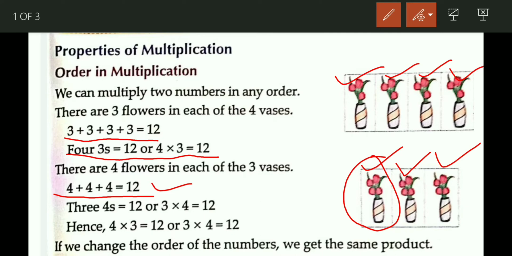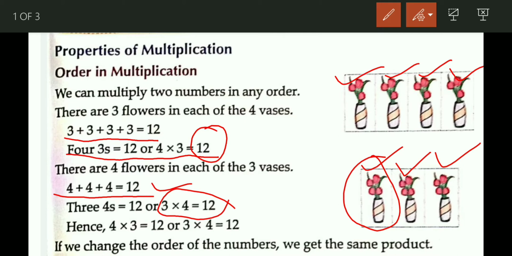Yes or no? Here in the previous one, you also get 12. But how did you write here? You write 4 into 3. Yes or no? In the first one, where there are 4 vases and 3 flowers in each vase, you write 4 into 3 and you get the answer. It is 12. Whereas in the second one, how did you write? 3 into 4. Yes or no? Not 4 into 3, but you write 3 into 4. See here? 3 into 4. And the answer is still 12. Okay, it does not change.